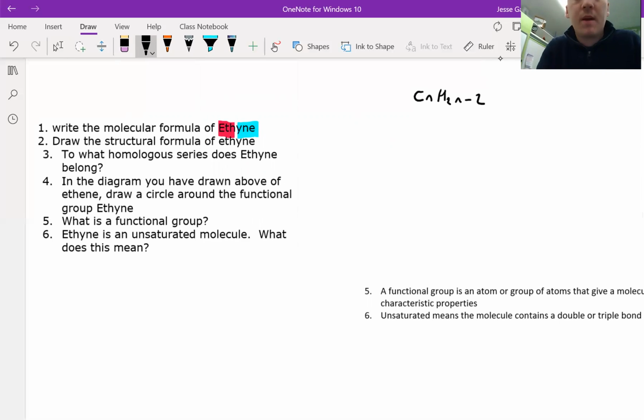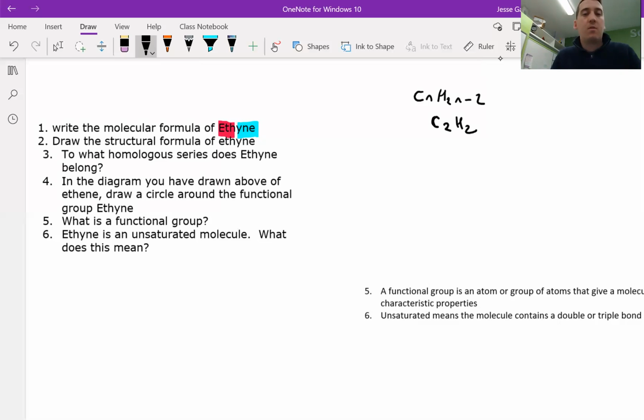That means it has a formula of C2, because there are 2 carbons, and the general formula says the H's are 2n, so 2 times n, which is the number of carbons, minus 2. Well, 2 times 2 is 4, take away 2, which is 2. So C2H2 is the molecular formula of Ethyne. Well done if you got that right.